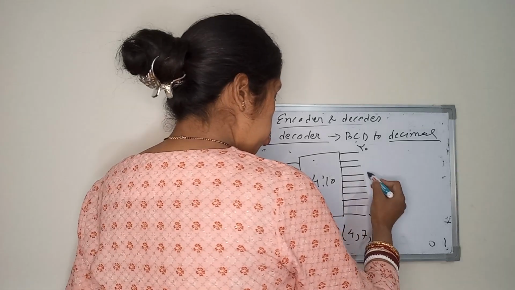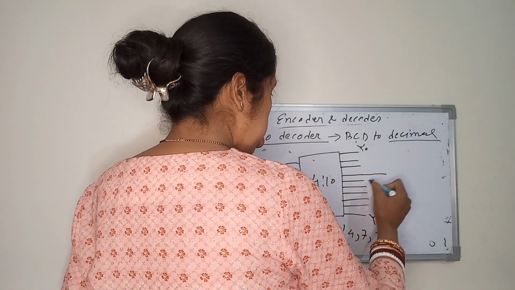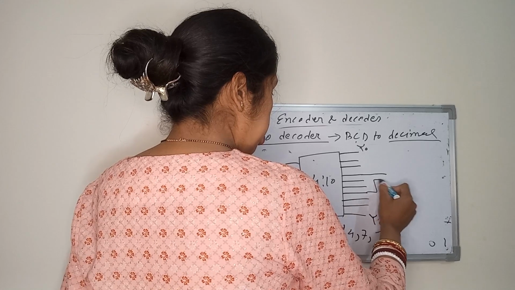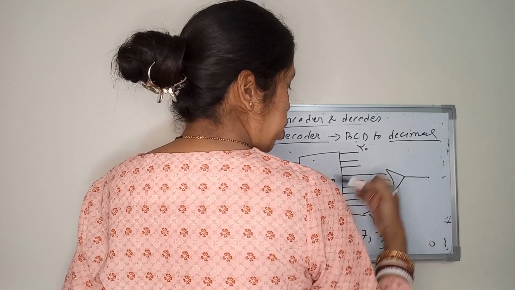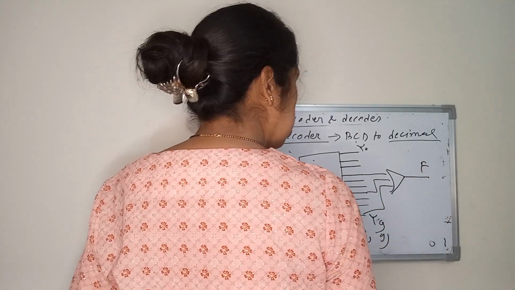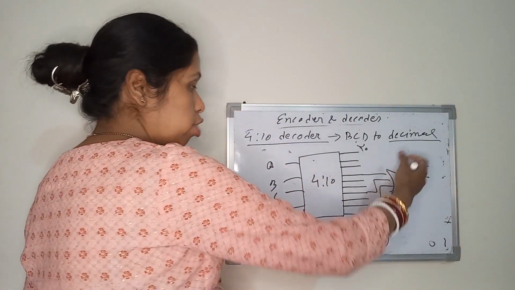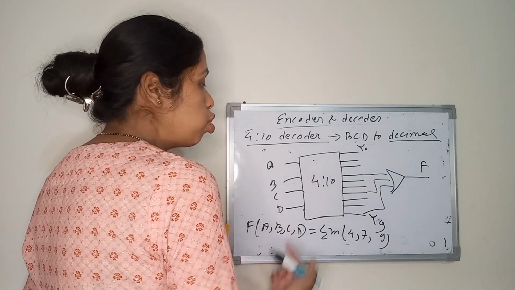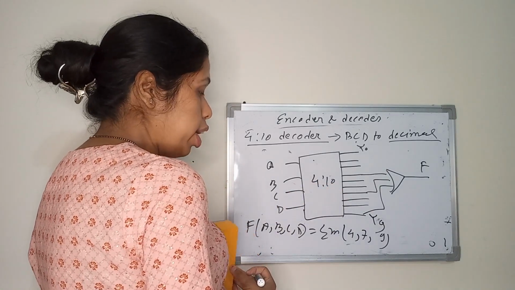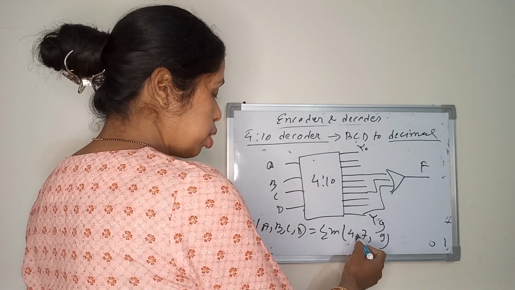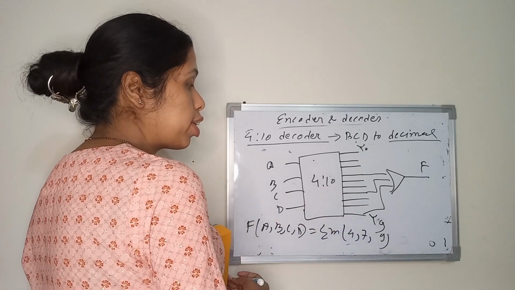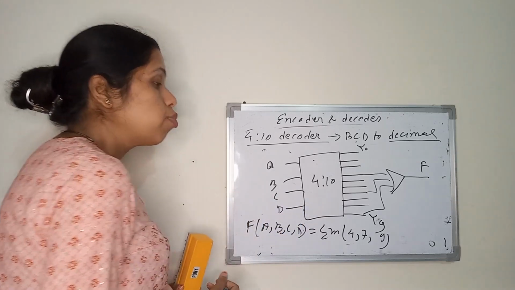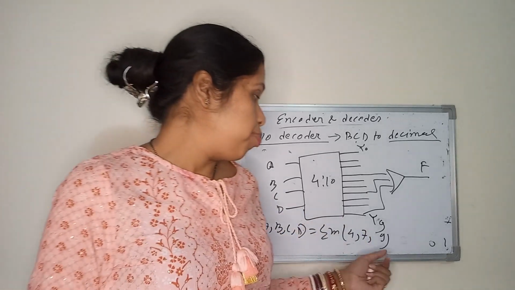You have to take input from 4, 5, 6, 7 and 9, and then you have to add the OR function. Okay, so this is my function f. You can design any kind of Boolean function by using the 4 to 10 decoder, right? If you have some minterms above 9, then you cannot use the 4 to 10 decoder, you have to follow the 4 to 16 decoder.